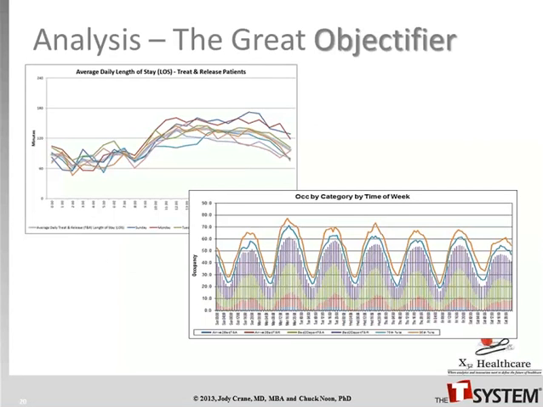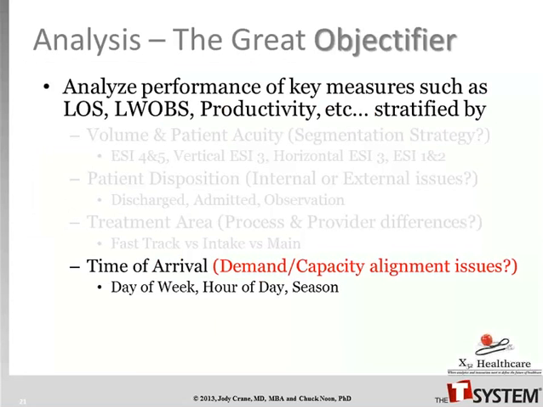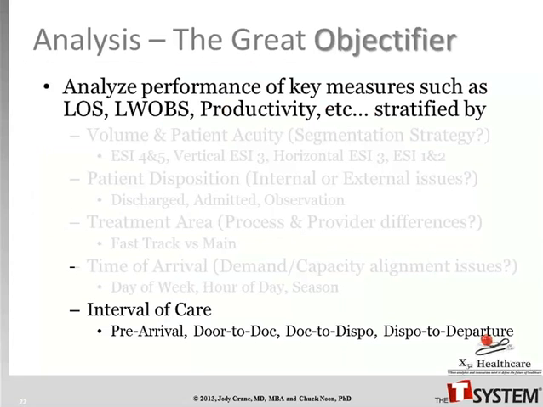Are these treat and release patients or treat and admit patients in beds? Are they in beds or in the waiting room? And we'll characterize even the variation around that. That helps you in terms of capacitizing a design, for example. Time of arrival, demand capacity alignment issues. Again, these are really key. Analysis bears these out very quickly.